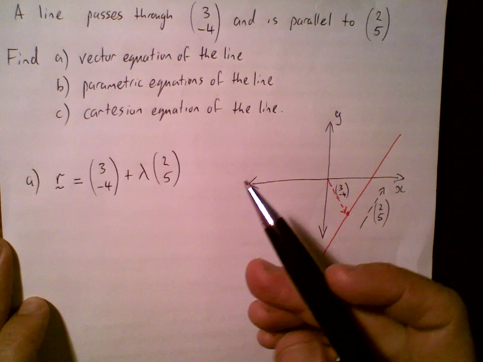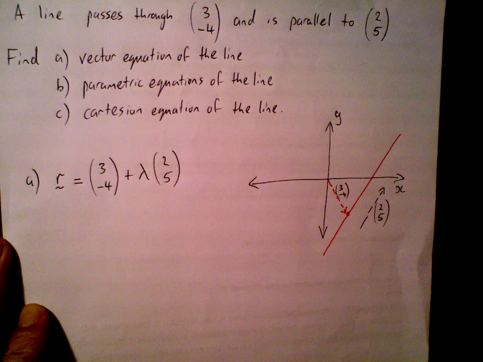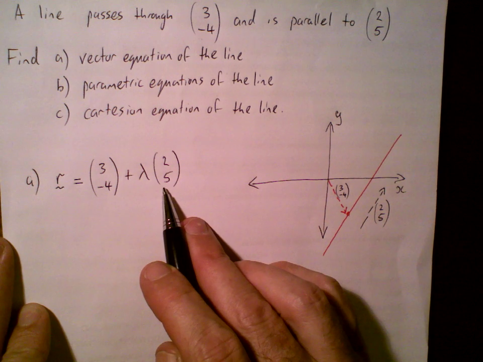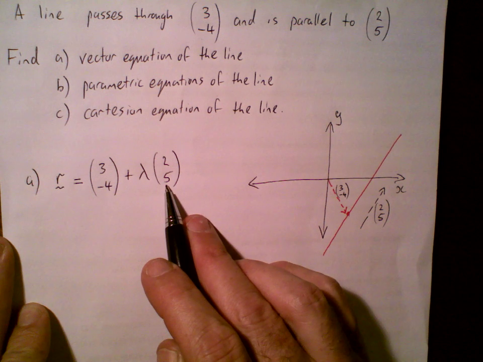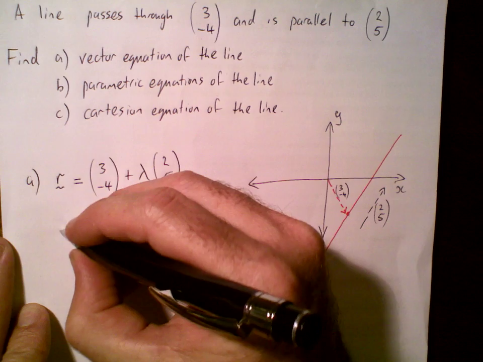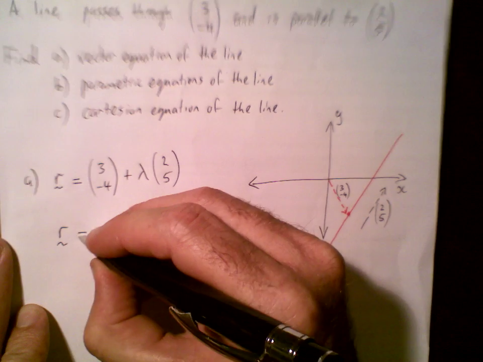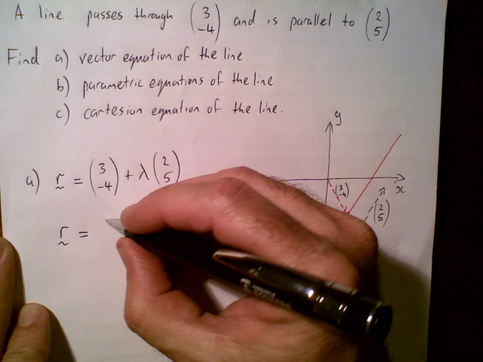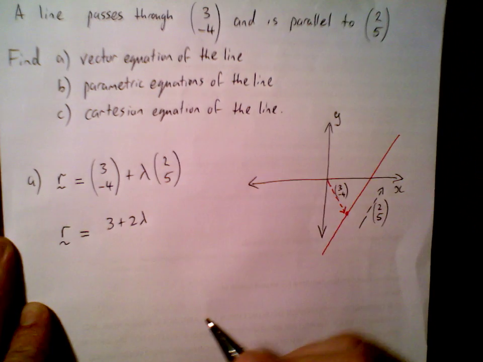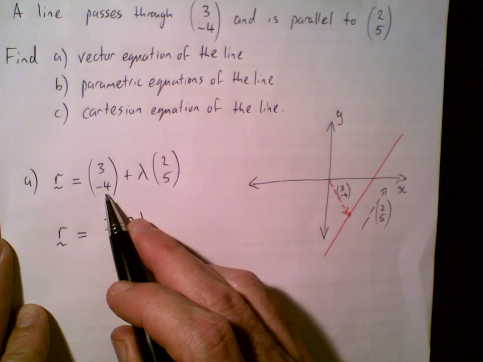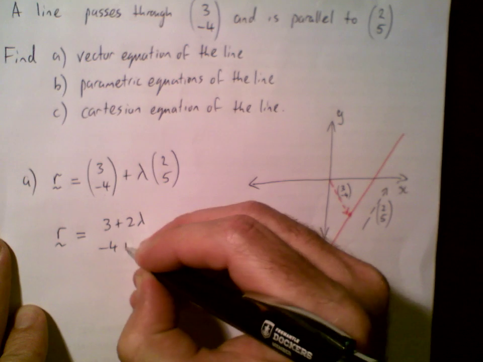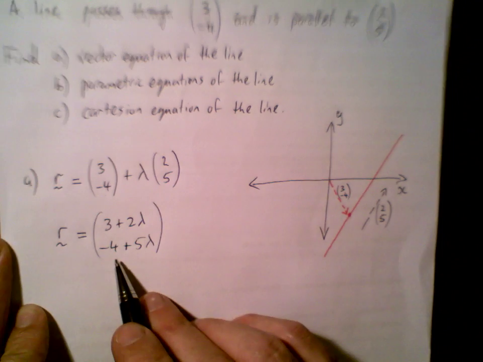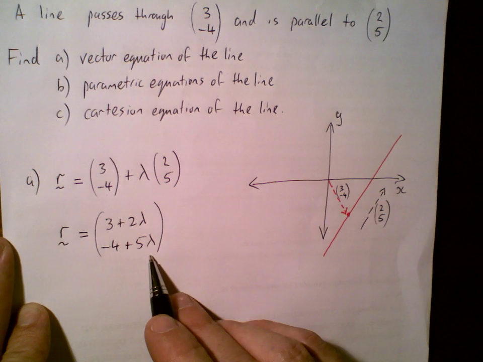So there's our vector equation of the line, and that describes any point on that line for different values of this scalar lambda. For the parametric equations of the line, what we first of all do with the vector equation is express that in component form, i component, j component form. So the position vector of any point on the line is given by the i component, 3 plus 2 lambda, and the j component, negative 4 plus 5 lambda.